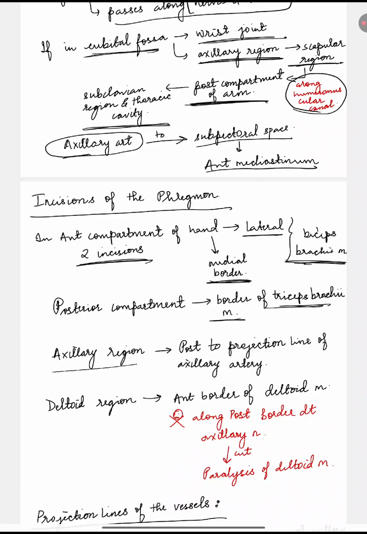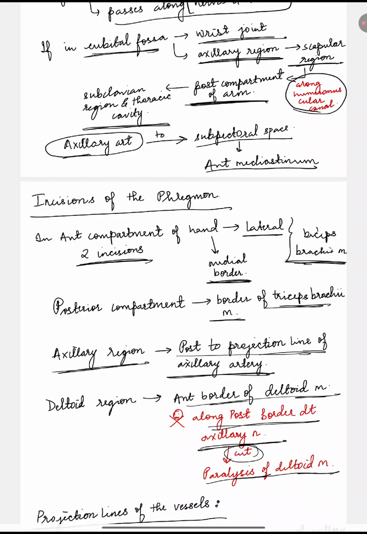Fine. In the axillary region, posterior to the projected line of the axillary artery. In the deltoid region, we may make it along the anterior border of the deltoid muscle. Remember, we cannot make it along the posterior border due to the axillary nerve. If we cut this axillary nerve, there may be paralysis of the deltoid muscle.